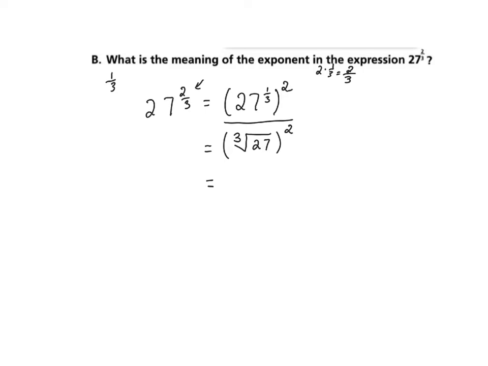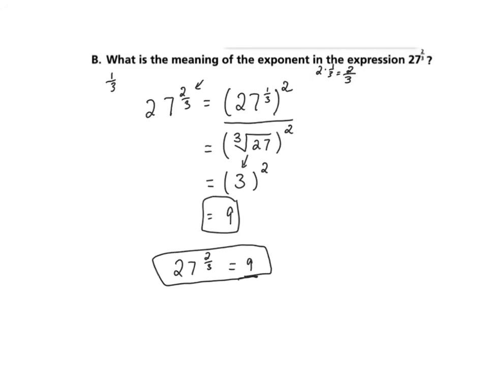The cube root of 27 you can use your calculator for, but it's what number cubed gives us 27? So what number times itself 3 times gives us 27? Well, that is 3, because 3 times 3 times 3 gives us 27. So I change my parentheses to 3, and the squared is still on the outside. And now 3 squared is 9, and that's our solution. So what this is saying is 27 to the 2/3 is also equal to 9.